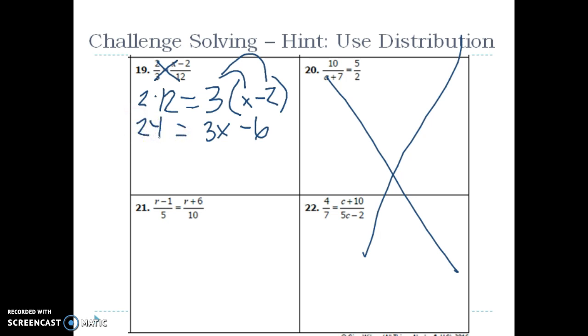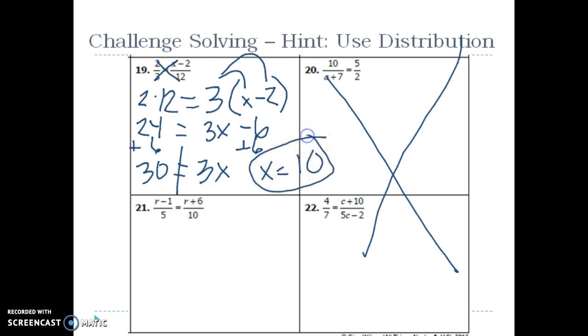So to get x by itself, here's our line. We want to get x, we want to move everything else. We take care of the negative 6 first. So we add 6, do the opposite to move it across. And we get 30 equals 3x. So to get x by itself, divide 3 to both sides. And x equals 10, or 10 equals x.